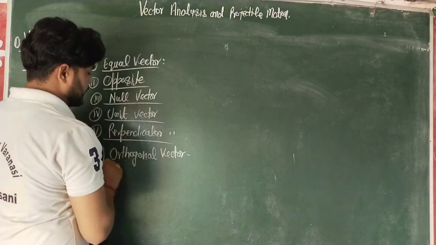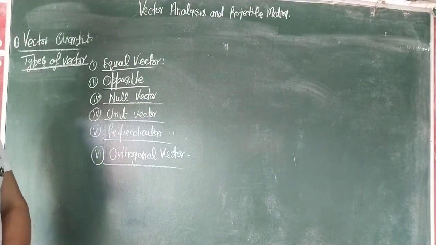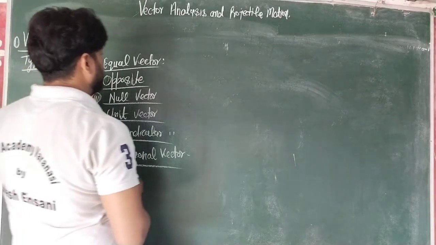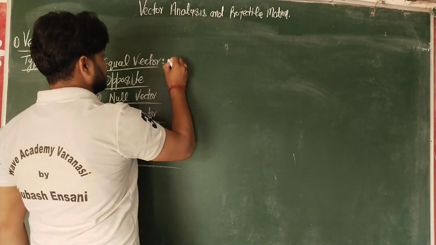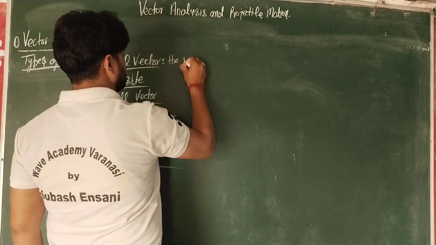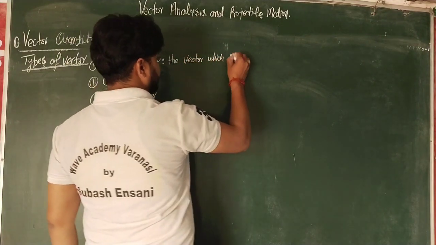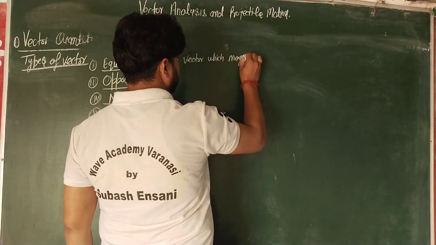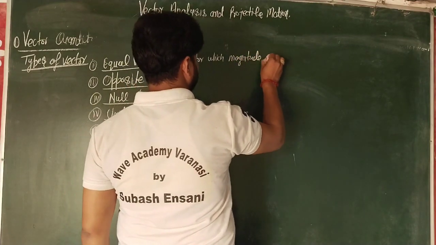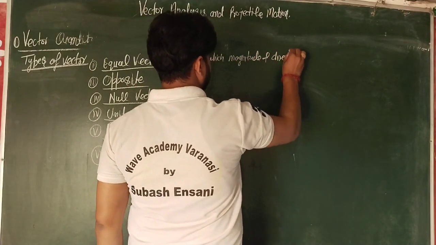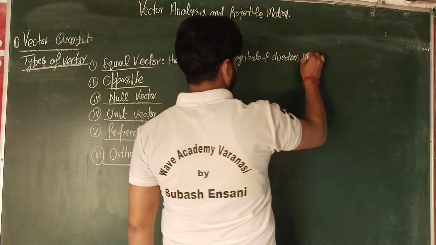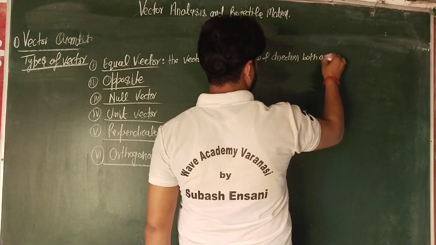These are types of vector quantity. First is equal vector. The vector which magnitude and direction both are equal.